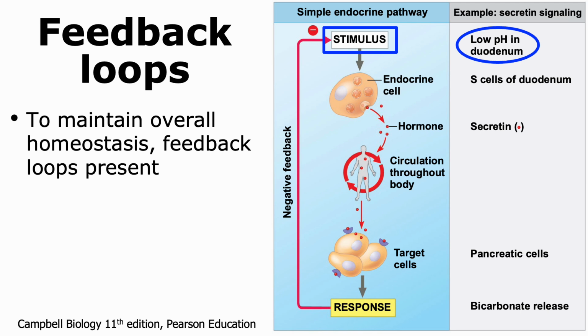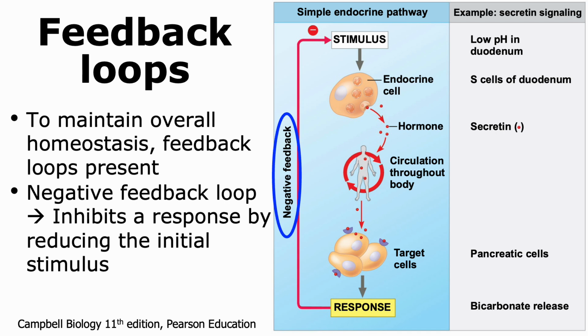Now, once this has occurred, we no longer have a low pH in the duodenum, and hence no more secretin will be made. This is an example of a negative feedback loop, where there is an inhibition of the response by reducing the initial stimulus. Thus, by changing the pH to what it is supposed to be, there is no more secretion of the hormone.